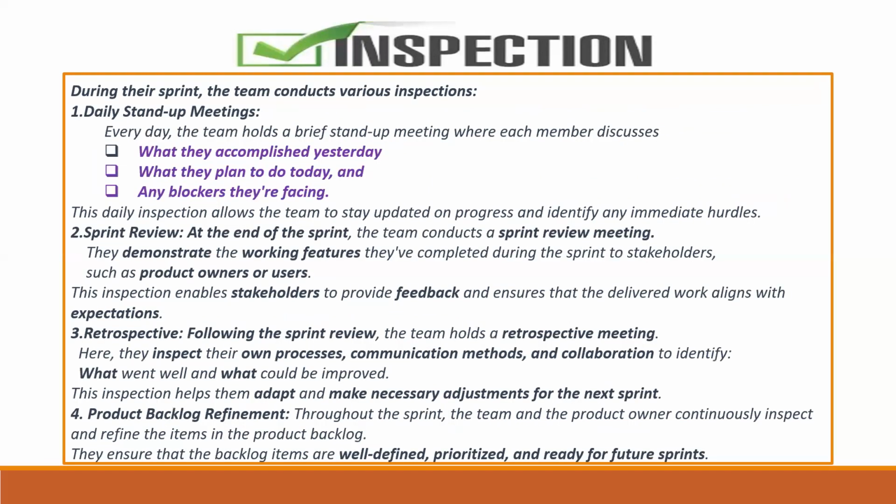Next, we'll see more in detail about the inspection. During the sprint, the team conducts various inspections. The daily stand-up meeting is one inspection, the sprint review is another, and we also have the retrospective in Scrum, which is also one type of inspection that helps them adapt and make necessary adjustments for the next sprint. And finally, we have product backlog refinement. So let's see them one by one.